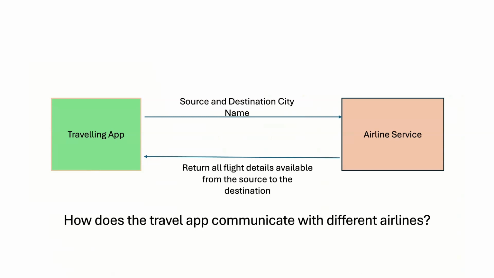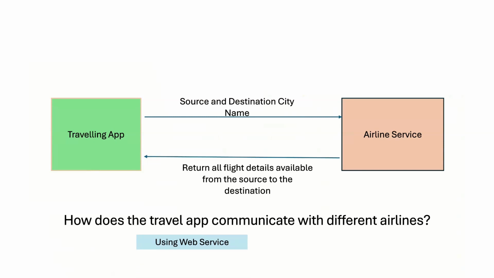Here's where the real magic happens. How does the travel app communicate with different airlines? What languages do they use? And in what format is the data received? Airline services run on different servers with their own databases, while the travel app runs on its own server with a different database. Directly accessing the airline's database isn't an option because databases aren't exposed to the public. So, how does the travel app get the flight details?